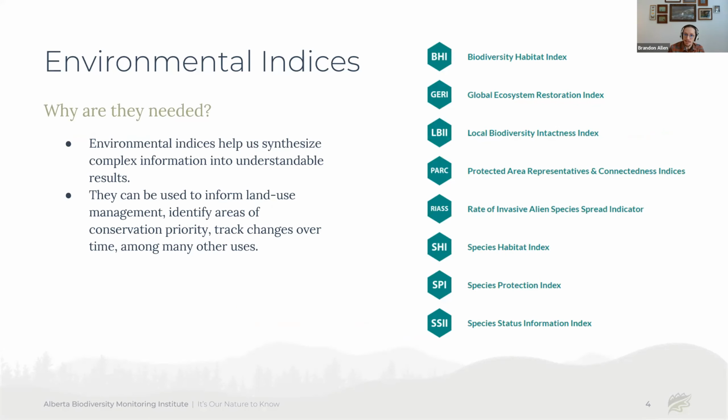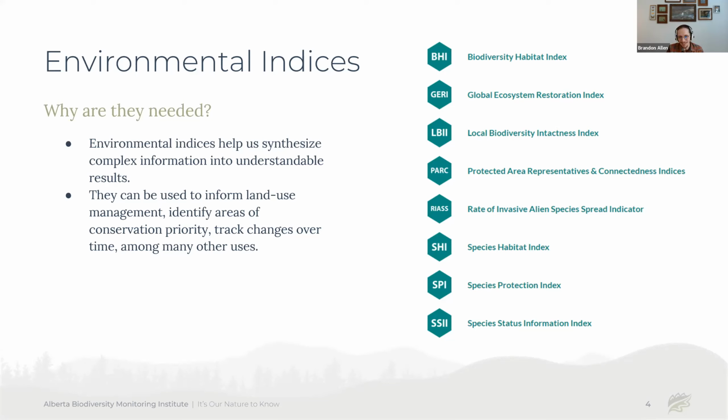So the way that this is often done through most organizations is creating what are broadly called environmental indices. The goal of any environmental index is just to synthesize some really complex information into something that's understandable as well as actionable. So this is a small list of indices I pulled from the GEO BON website, which is a global biodiversity tracking group.